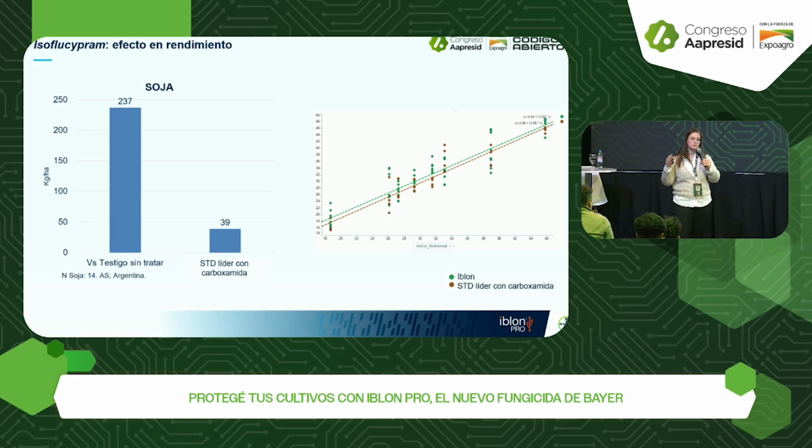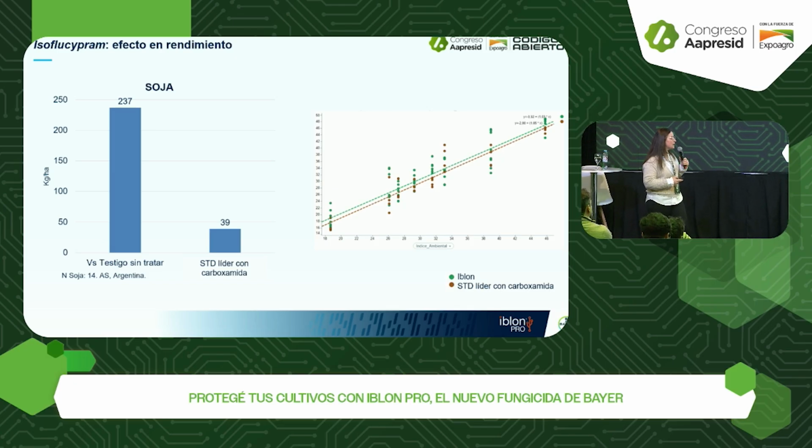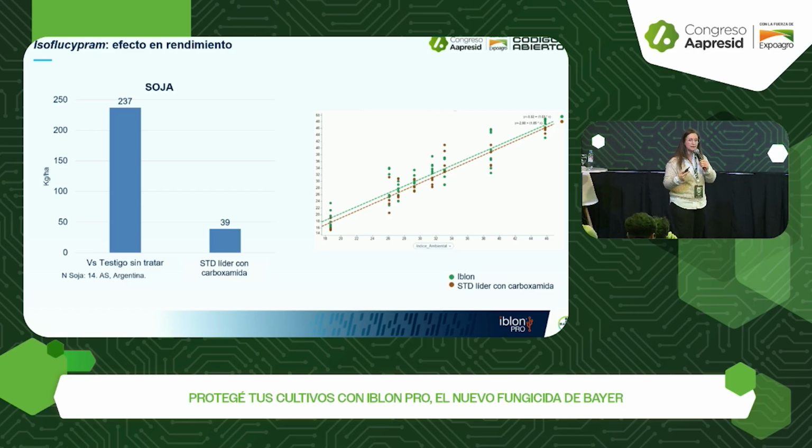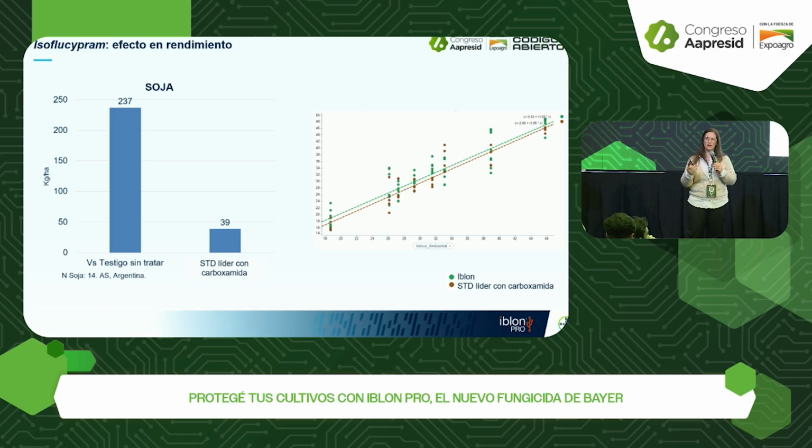And I will show you the impact on yield in two different ways. First, wheat and barley: differences with untreated stands, 237 kilos. Differences as compared to the leading carboxamide product in the market, almost 40 kilos.